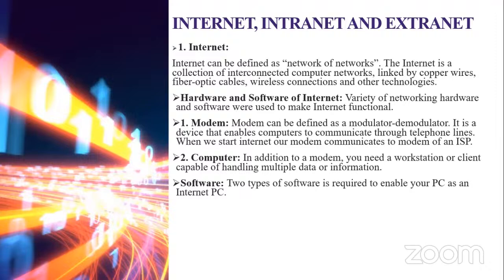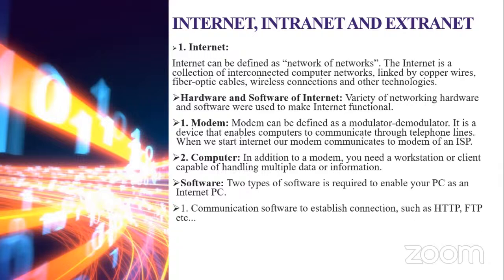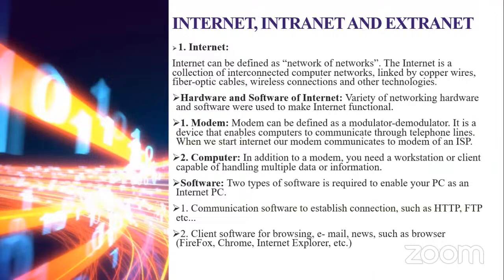Two types of software are required to enable your computer as an internet PC. They are communication software like HTTP, Hypertext Transfer Protocol, and File Transfer Protocol. Through these only you can get the internet to your device. The other is client software, like for browsing. So the hardware and software required for the internet are a modem and computer, and communication software and client software.